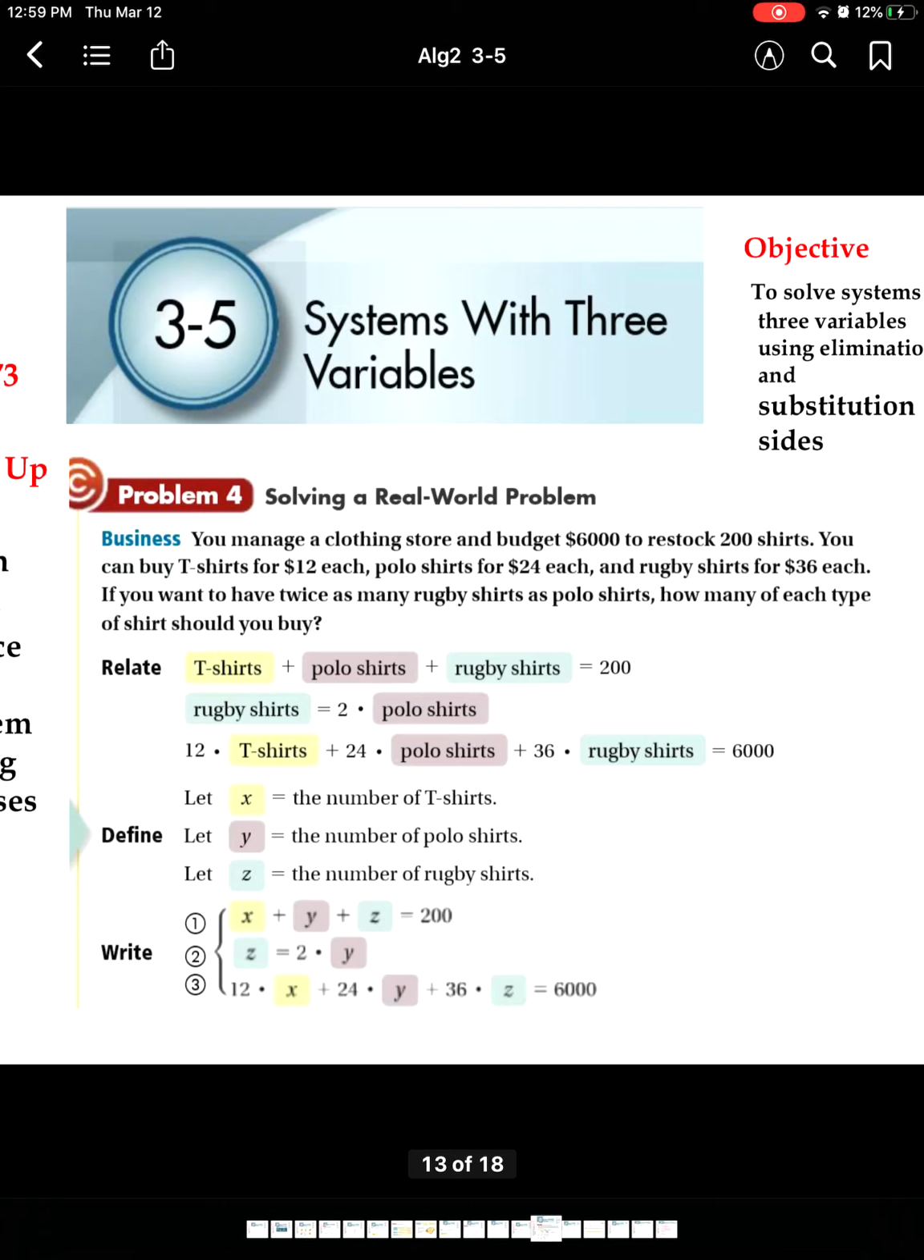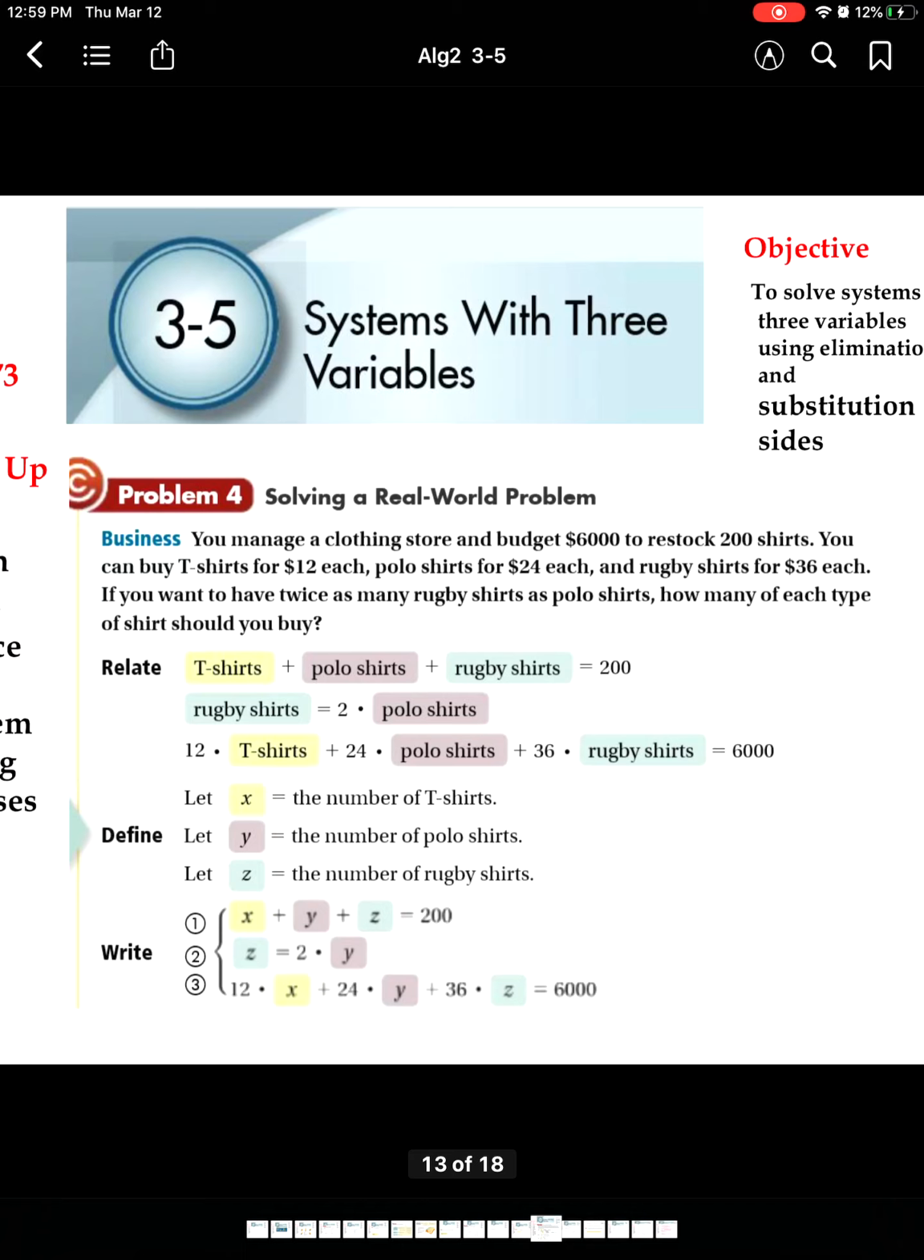The question is telling you: you manage a clothing store and a budget equals $6,000 to restock 200 shirts. You can buy t-shirts for $12 each, polo shirts for $24 each, and rugby shirts for $36 each. If you want to have twice as many rugby shirts as polo shirts, how many of each type of shirt should you buy?